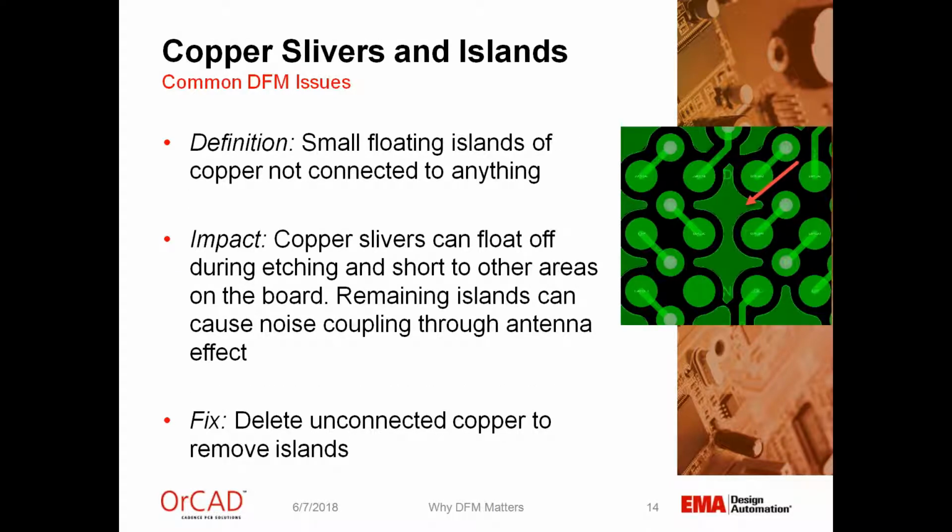Another one is copper slivers and islands. These are small areas of copper, usually around large pin arrays of connectors and things like that. What happens is we get a floating island of copper like you see here. When the board is going through the etching process, these can float off and land somewhere else on the board and create a short. So we want to prevent that. If they don't come off during the etching process, they could also lead to noise coupling through this antenna effect.